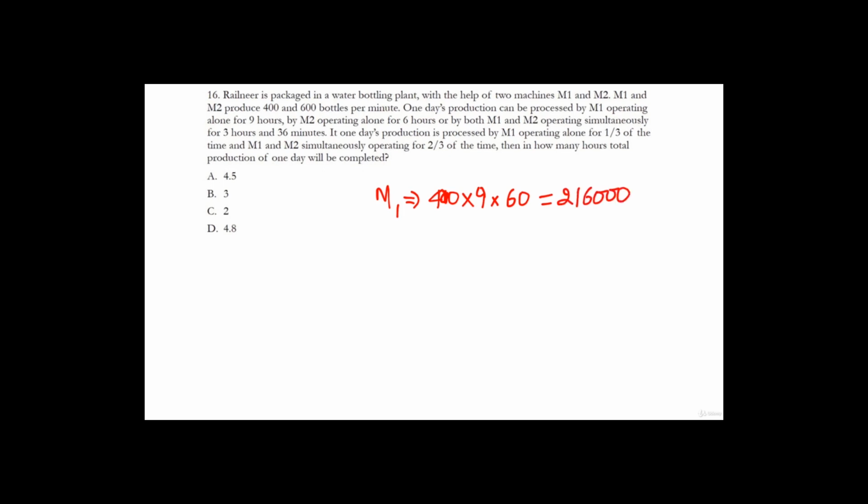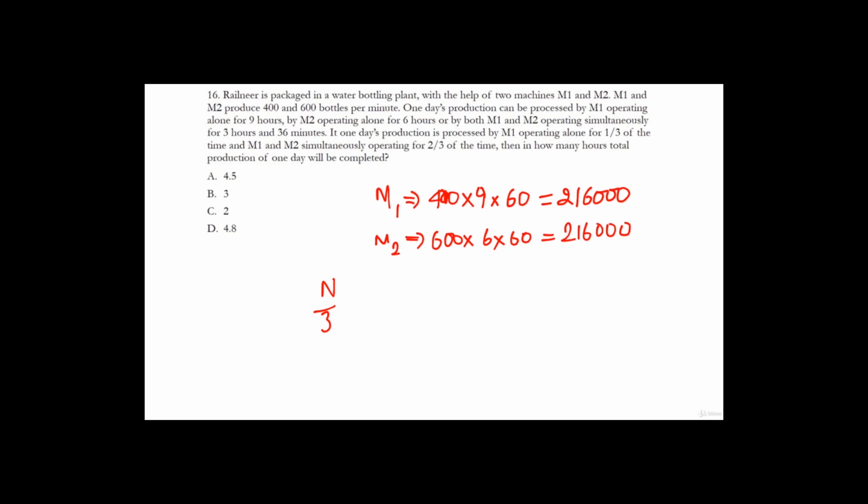And M2 produces 600 bottles per minute for 6 hours, and each hour has 60 minutes. So the total number of bottles processed is same, 2,16,000. Now, M1 was operated for 1/3 of the time, and M2 was operated for 2/3 of the time. So in how many hours can the total production of the one day be completed? Now, let us take n as the total time in which the complete production is achieved. In that, n into 1 by 3 is n by 3.